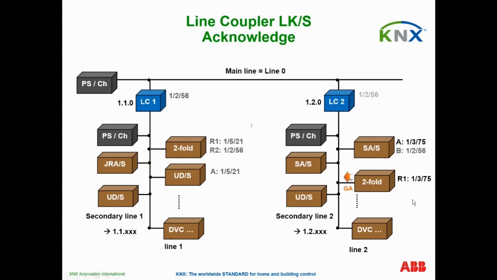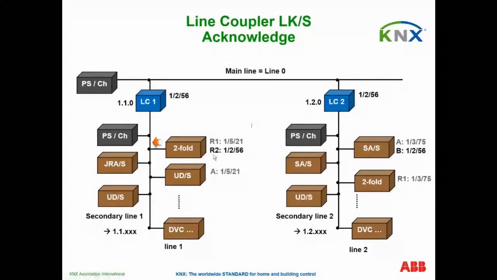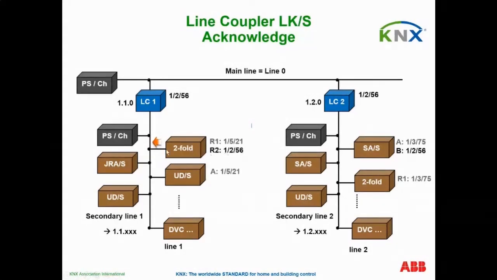If we hit the rocker switch over here, it's the exact same. So rocker switch one over on the right-hand side sends 1375. 1375 is acknowledged by the relay. Same thing, it's an inline telegram, there's no problem. But now let's send telegram 1256. So the switch, we hit the rocker two on the switch, he sends the telegram out. The acknowledgement comes from the line coupler. The line coupler is the device that sees the telegram and acknowledges the telegram.